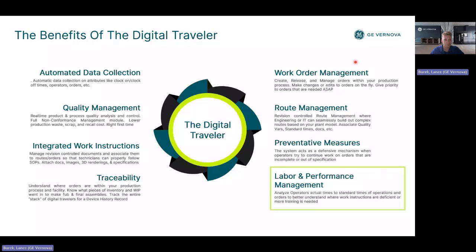Now, in terms of digitizing that traveler, there are a lot of benefits outside labor and performance management. So things such as quality management, integrated work instructions, so technicians can properly follow their job in their specific operation. The overall traceability, so understanding your genealogy of a product, your general work order management and routing management, as well as preventative measures, really where the system can act as a defense mechanism. But again, most importantly, with that digital traveler, and what we're talking about today, is how we can then do that labor and performance management.